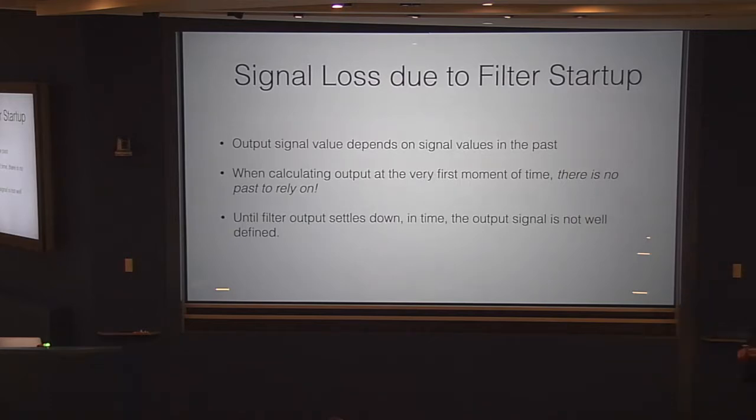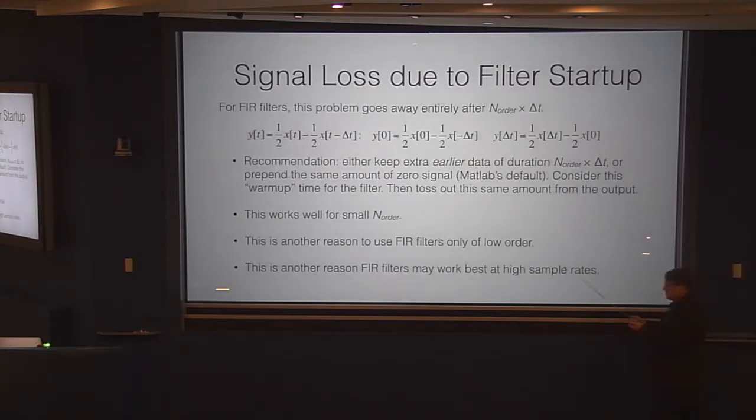All right, the next topic we have to consider is signal loss due to the filter startup. So we've already said that the output signal depends on signal values in the past. That's great. That means at the very first moment, the first part of your output signal relies on a part of your signal that doesn't exist, because you're looking to the past of the first data point you have. And roughly speaking, until this filter output settles down from that, your output is really not going to be well defined.